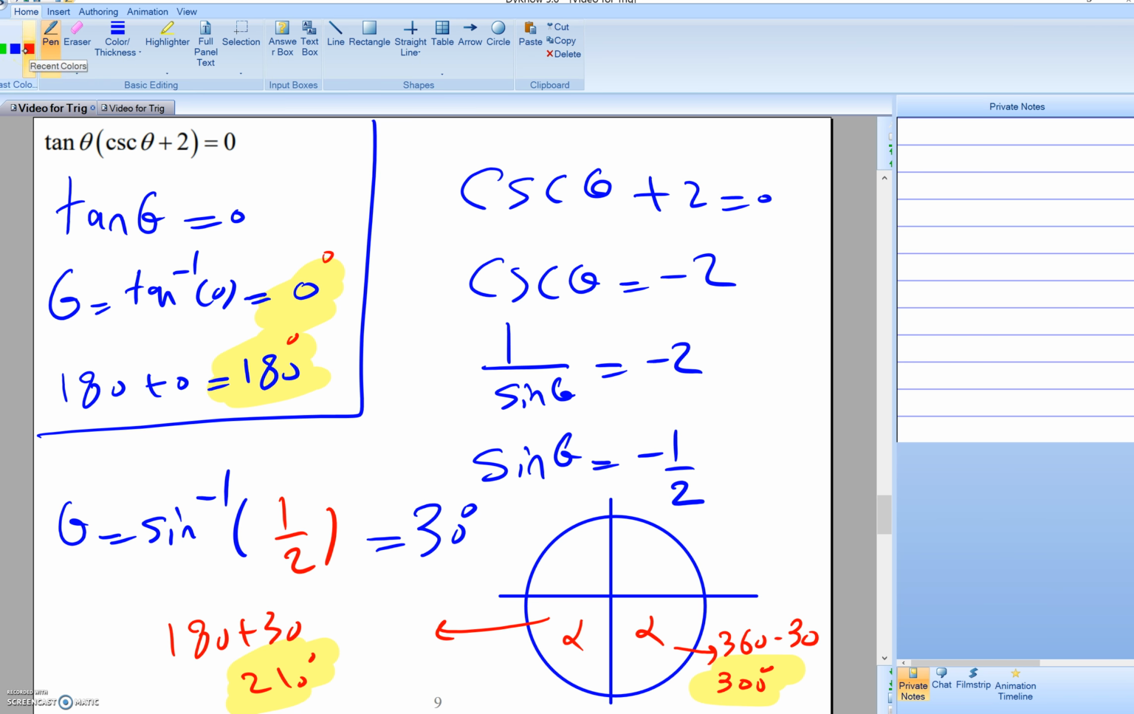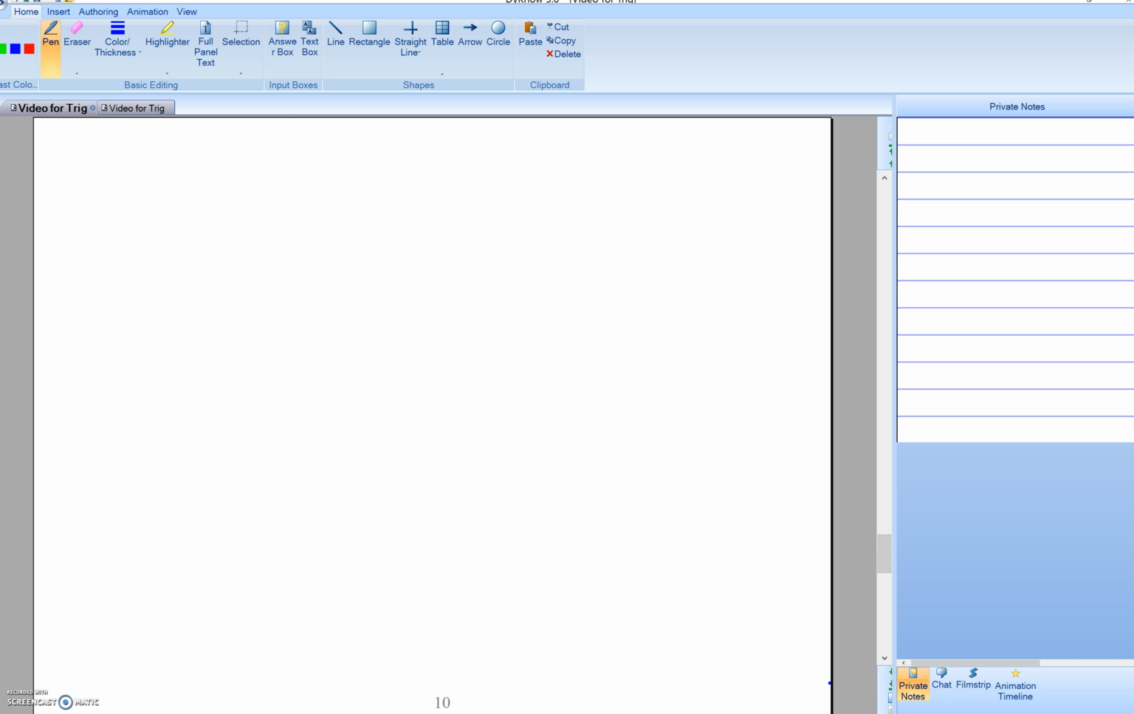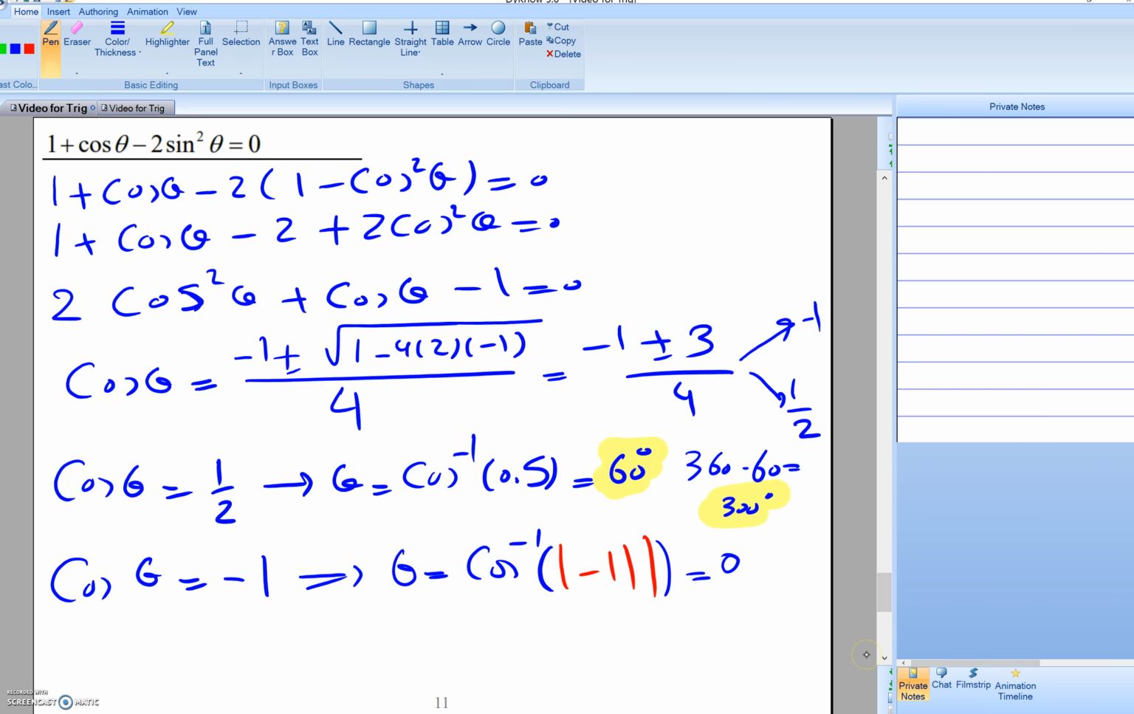Okay, see, when I have cosecant, I have to change it to 1 over sine. If I have secant, I have to change it to 1 over cosine. If I have cotangent, I have to change it to 1 over tangent, because my calculator has inverse function just for those. Okay, so here I want to solve this one.